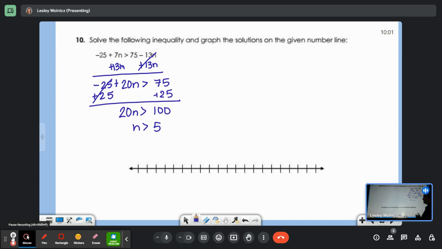Okay, so basically, wherever we put 5, we're going to have an open dot because we're not going to shade on it. But even numbers like 5.1 or 5.01 are greater than 5, so we're going to shade everything to the right. Okay, so this is 5, and then we'll just pick some other numbers. 4, 3, 2, 1, 0. Here's 0. 1, 2, 3, 4, 5. Here's negative 5. Questions?